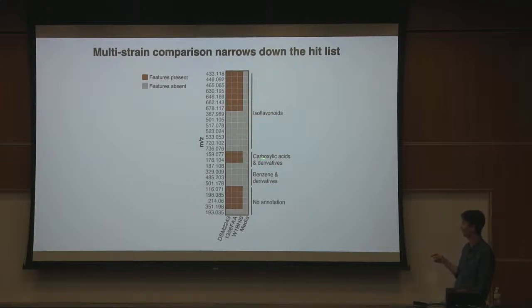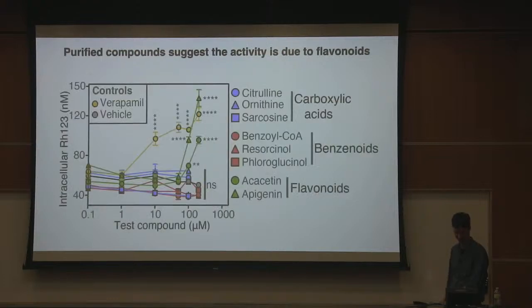We see a couple of carboxylic acids, and we don't see the benzenes. And so we think that suggests that one of these two types of compounds is responsible. And then finally, we turn to control compounds that we can order from a chemical stock. Here, verapamil is just a positive control. You can see, again, increasing levels of verapamil inhibit PGP. And these two flavonoids that we tested also inhibit the efflux transporter, but we don't see any effects of these other two groups. And so we think that suggests that Elenta is making a flavonoid-type compound that inhibits PGP efflux.